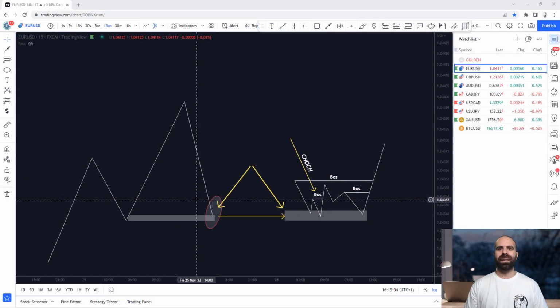What is change of character in trading and how to use it? Stay tuned to find out.